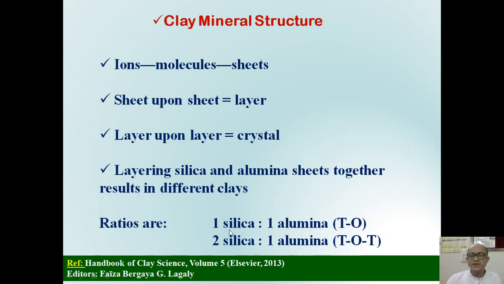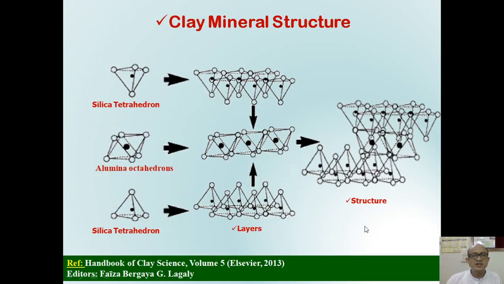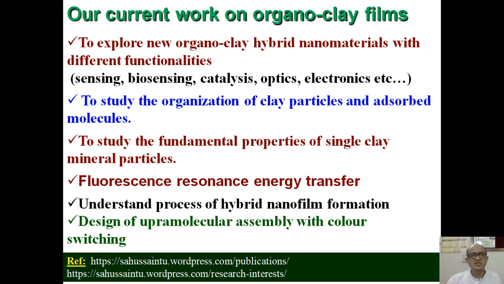For example, if one silica and one alumina layer are together, then we call it TO type clay. Similarly, two silica layers and one alumina layer is TOT type clay. This is schematically shown: silica tetrahedron, alumina octahedron, again silica tetrahedron. So this is a layer and this is TOT type clay, and this is a sheet, this is again a sheet, and as a whole it's a layer, and layer upon layer it forms a crystal.